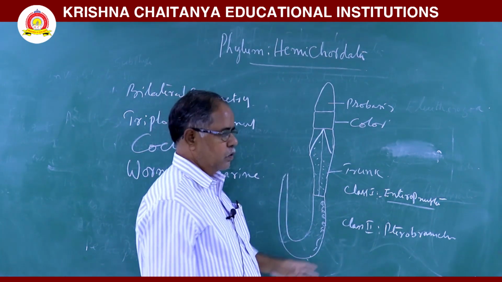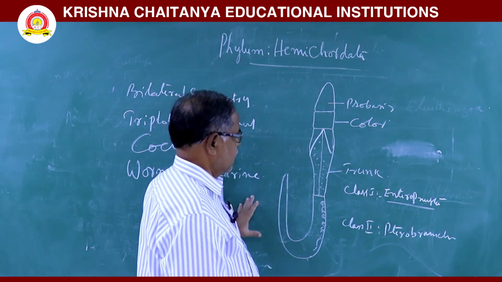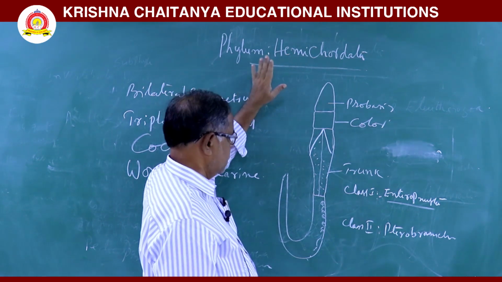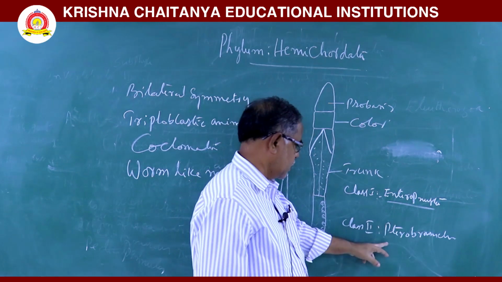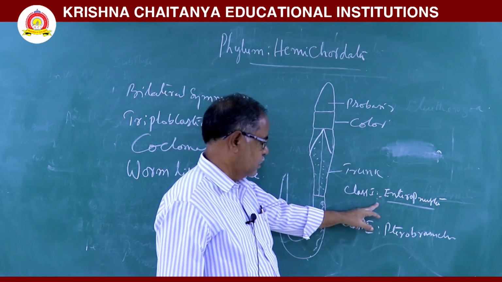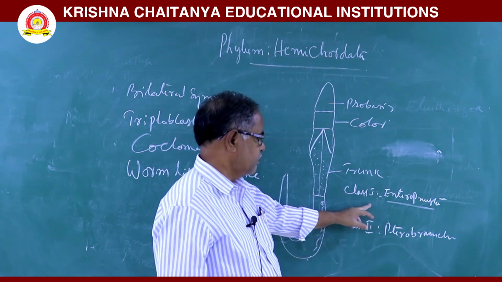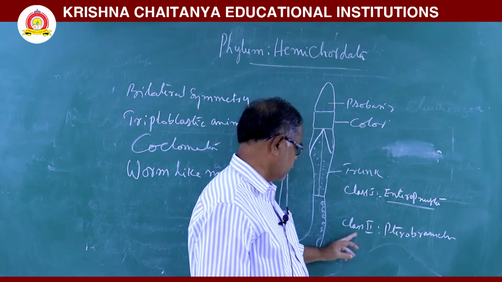Next, during developmental stages, one larva is seen. That larva is called the Tornaria larva. The phylum Hemichordata is further classified into two classes. One is Enteropneusta, second is Pterobranchia. Example for Enteropneusta is Balanoglossus. Next, in the life cycle of Balanoglossus, one larva is seen. That larva is called the Tornaria larva.